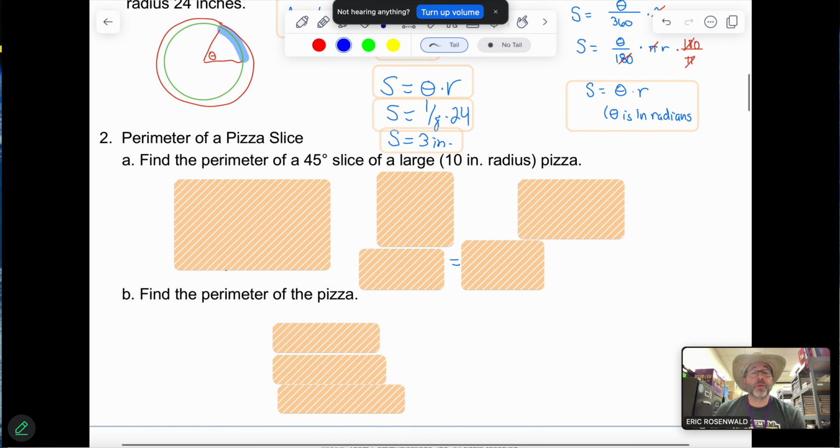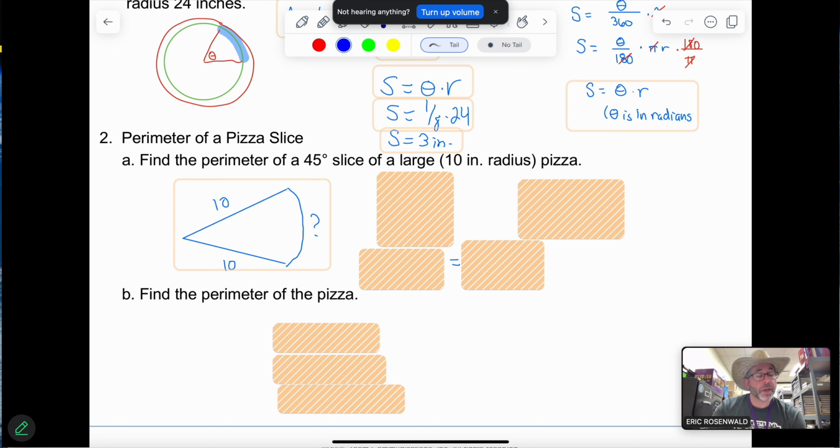Okay? So where can we actually utilize something like this? Well, for when you're sitting around wondering how big your pizza is and the perimeter of it, because we all do that, right? If I was to say, find the perimeter of a 45-degree slice of a large 10-inch radius pizza. Well, draw the pizza. We've got a pizza, two radii of it, and then that curved portion where the crust is. We know the radius of each portion is 10. We need to know how big is that arc that's there, okay?